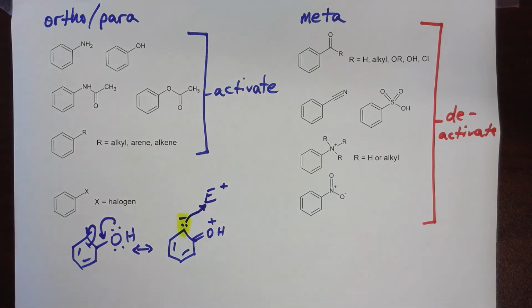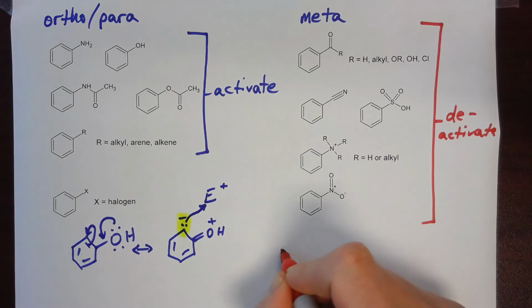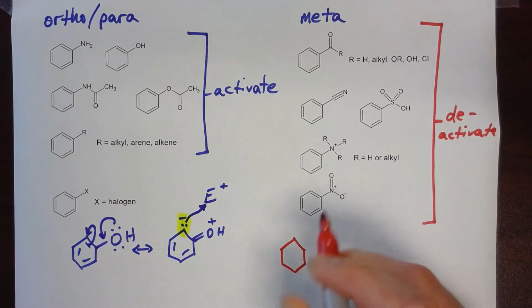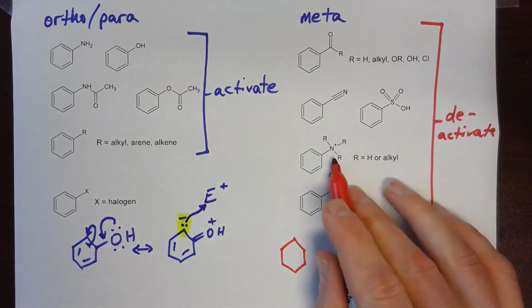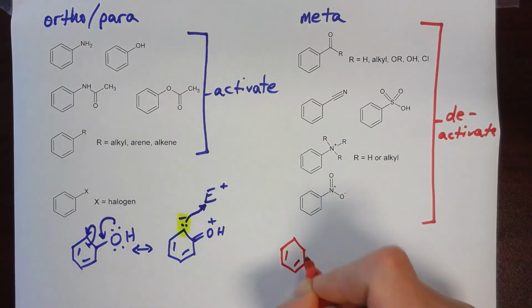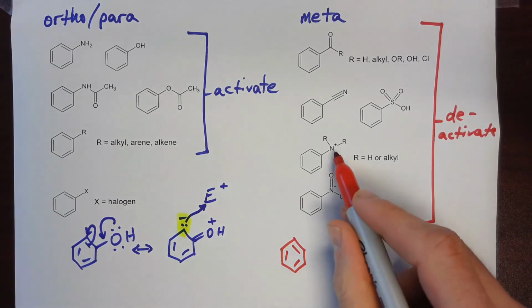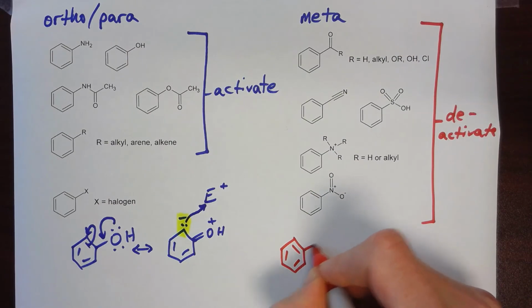Now, the meta-directing, strongly, moderate, and strongly deactivating groups all have a similar function, and that is they withdraw electron density from the ring. And this goes for everything except for protonated amines. Protonated amines withdraw electron density from the ring because it's a formal positive charge.